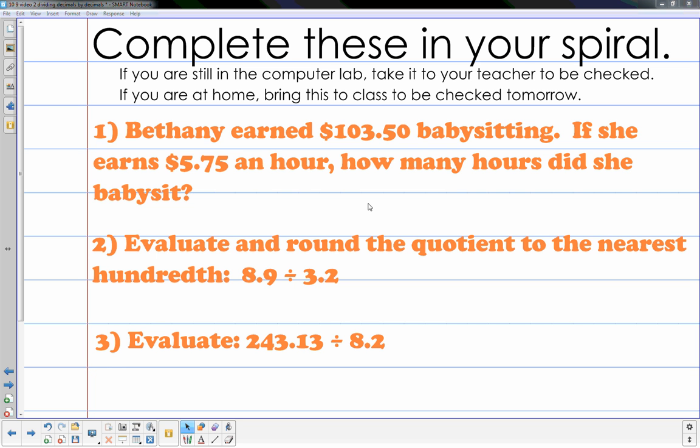All right, we need to check to see how you did. Work out numbers 1, 2, and 3 in your spiral and take it to your teacher to be checked. Good luck!